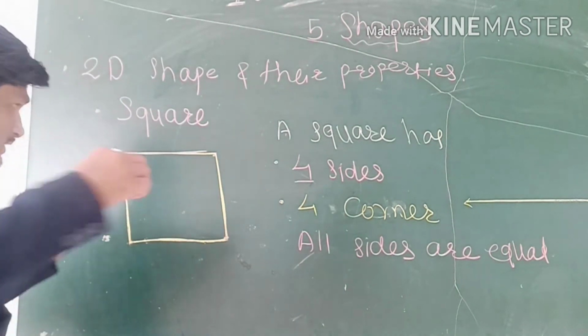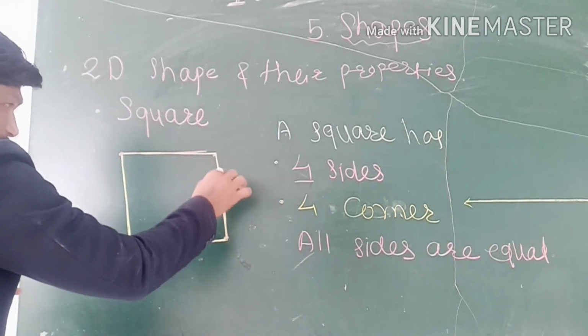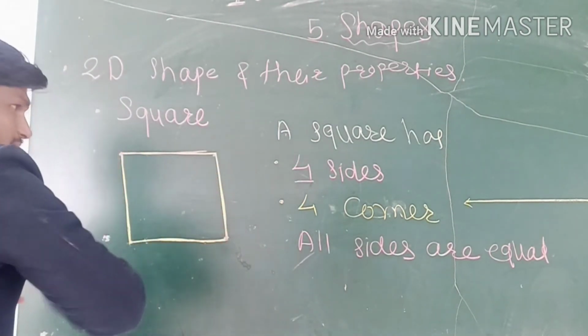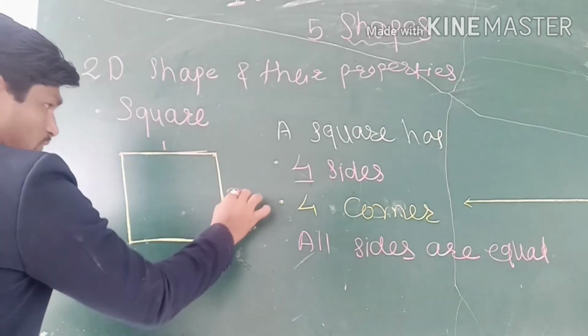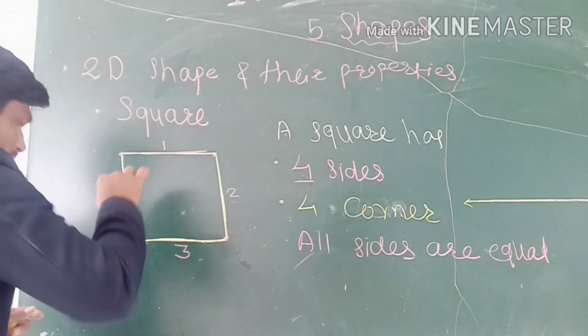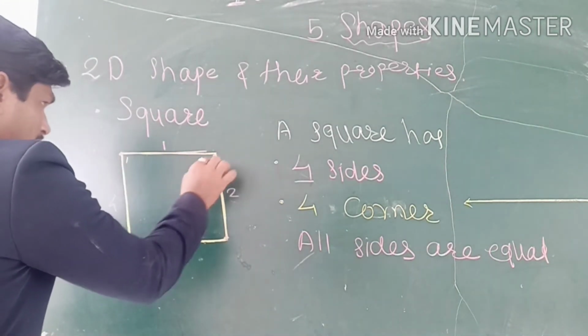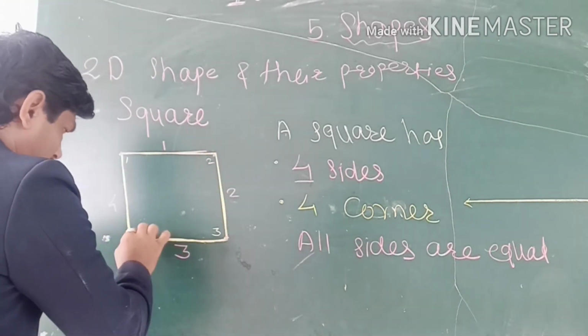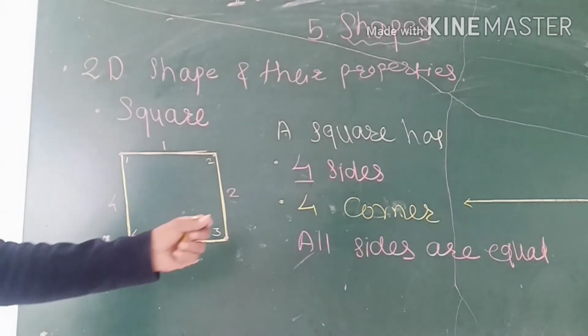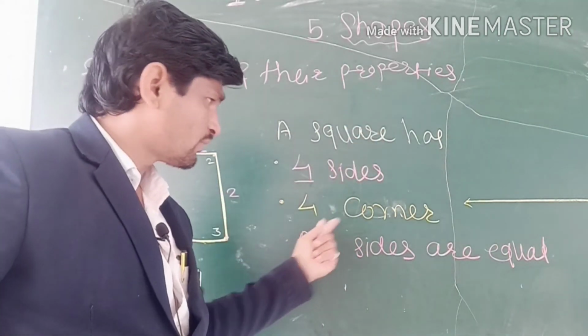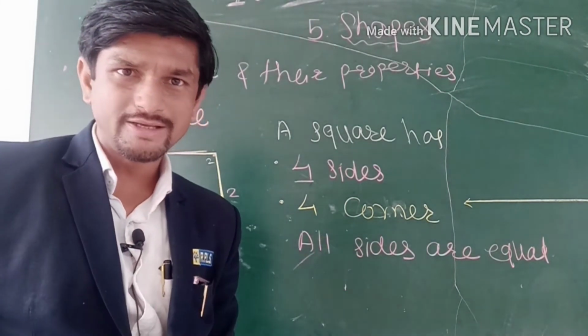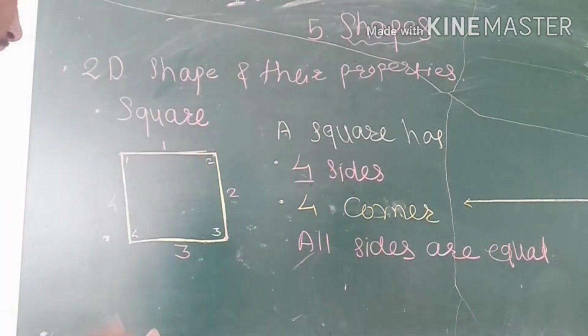And see, side this and this means this is the 1, 2, 3 and 4 sides. And corners are also the same, 1, 2, 3 and 4. That's why a square has 4 sides and 4 corners. Understood about this? Yeah. Now the next point we will see here.